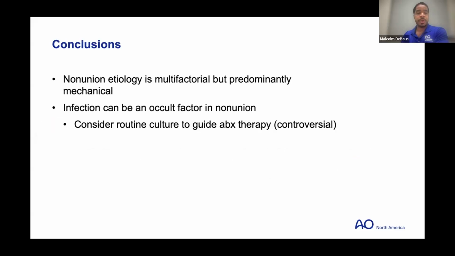So in conclusion, non-union etiology is multifactorial but predominantly a mechanical issue in the majority of patients. And the infection needs to be scrutinized for and can be an occult factor of non-union. So the author suggests to consider routine culture to guide antibiotic therapy for all non-unions, which has 2 different camps to it. It can be potentially a controversial statement. So I wanted to open this up a little bit for discussion for those that do routine cultures for all non-unions and see where that goes.